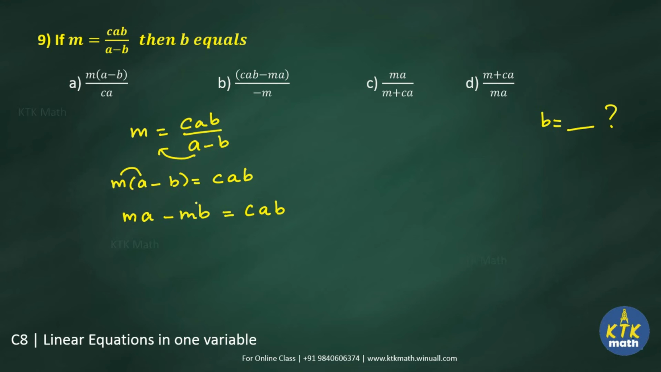Now I need to transfer this minus MB to the right hand side. Do you know why I am doing this? Yes, because I want the b terms together, right? I want the equation to be written in terms of something equals b.